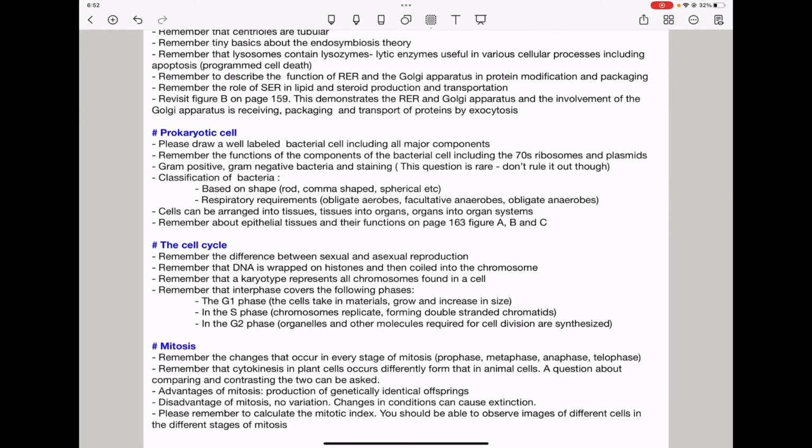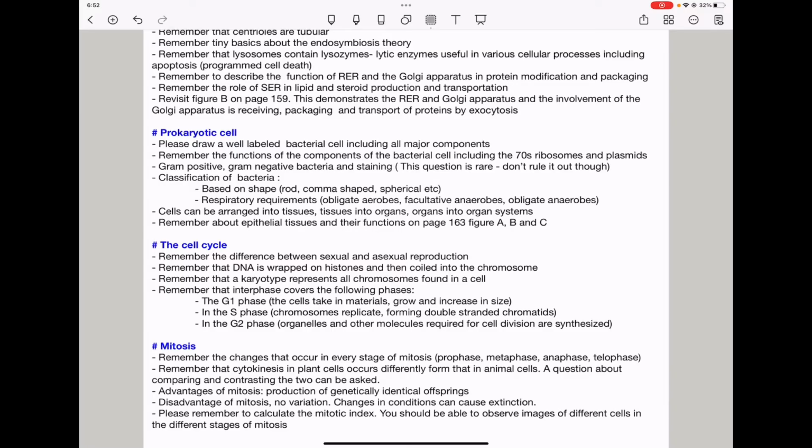Going on to the cell cycle, remember the difference between sexual reproduction and asexual reproduction. Sexual reproduction is carried out through exchange of gametes, and these gametes are produced through the process of meiosis. Asexual reproduction does not require gamete formation or exchange, and cells go through mitosis in order to divide and increase in number. You need to remember that DNA is wrapped on histones, and then coiling occurs so that the chromosomes can be formed. Remember that a karyotype represents all chromosomes found within a cell.